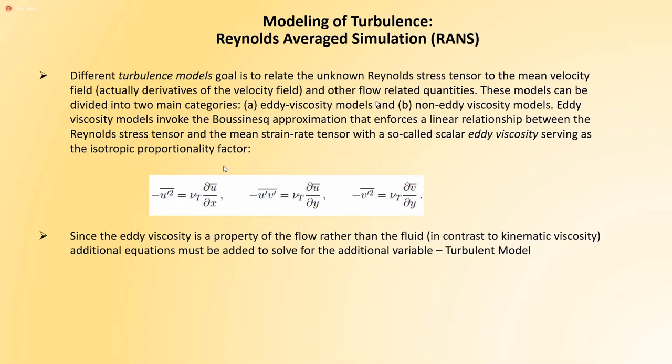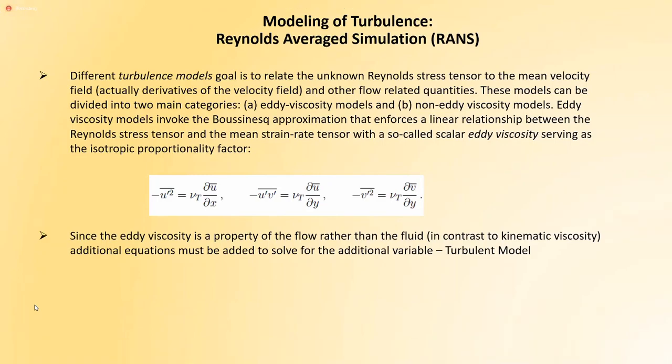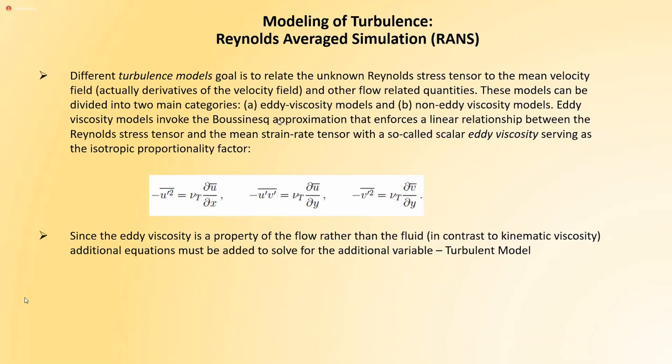Different turbulence models. What you see here is essentially the Boussinesq hypothesis, the eddy viscosity model. There are eddy viscosity models, and there are non-eddy viscosity models. Non-eddy viscosity models are where we don't use the Boussinesq hypothesis. The Boussinesq hypothesis ties the Reynolds stress to the gradient of the average flow velocity. So non-eddy viscosity models are like Reynolds stress models. It's written here Boussinesq approximation, but it's Boussinesq hypothesis.